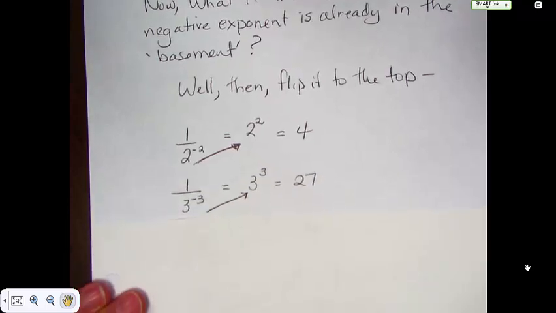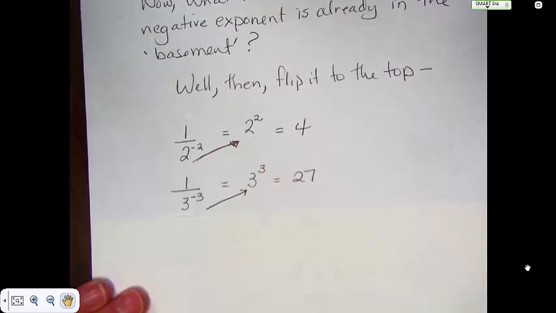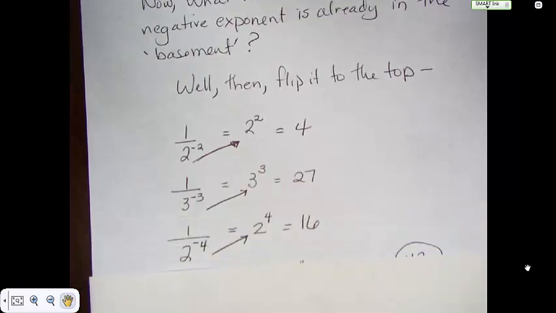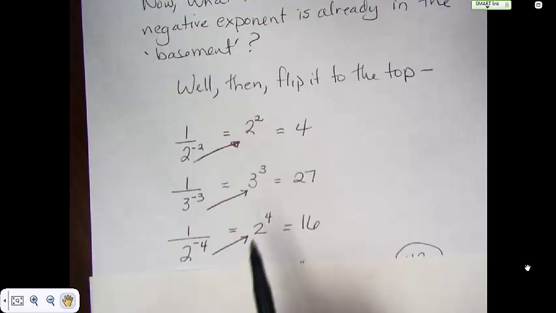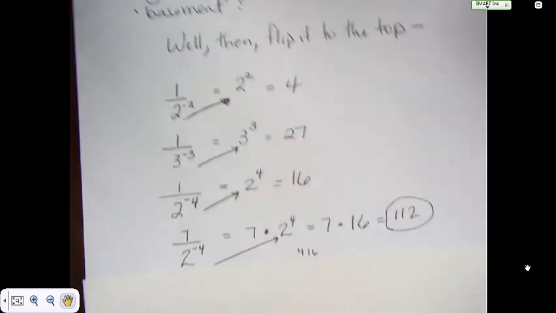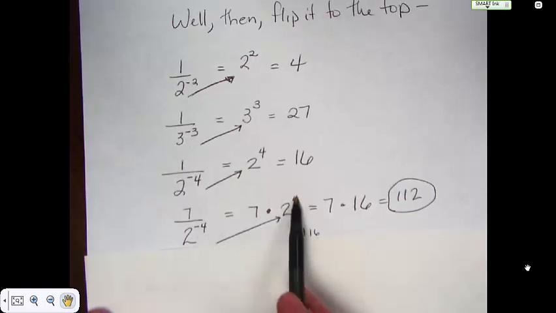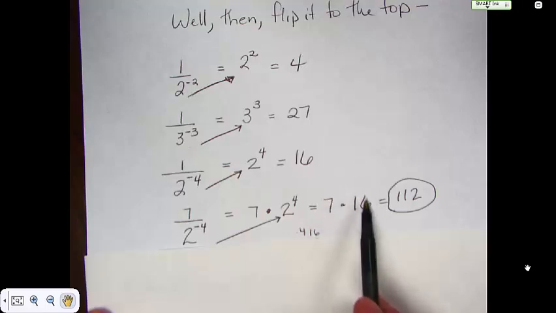1 over 3 to the negative 3. 3 goes upstairs. It's cubed. Becomes 27. 1 over 2 to the negative 4 goes upstairs. 2 to the 4th is 16. 7 over 2 to the negative 4 is 7 times 2 to the 4th, which equals 7 times 16, which is 112.